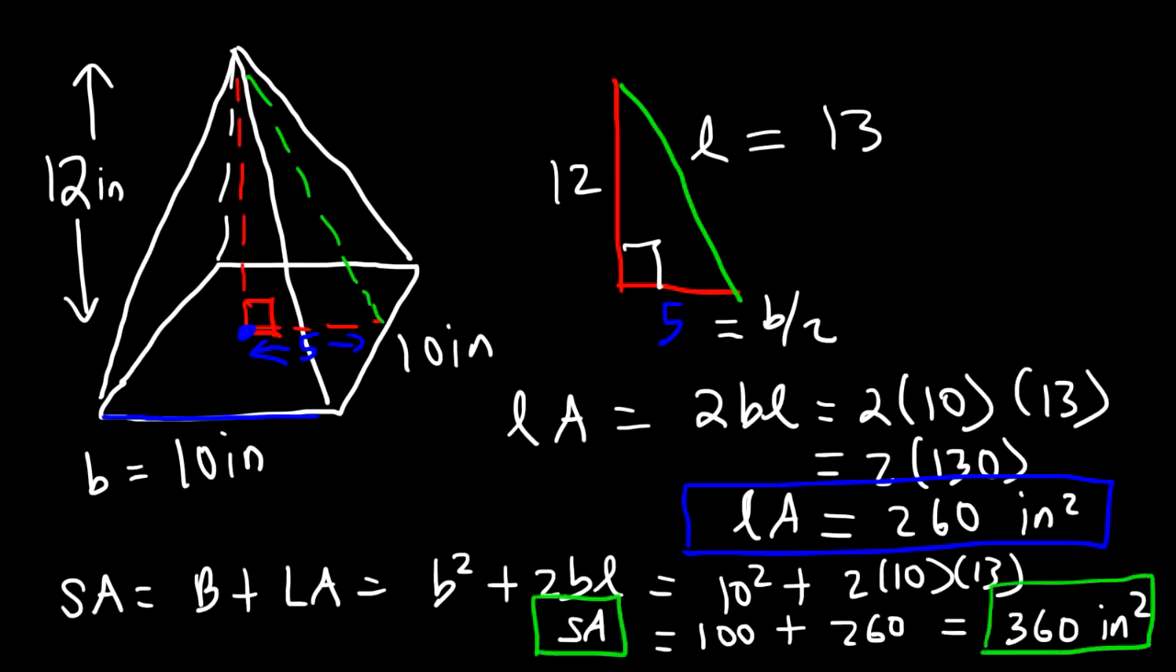So that's the surface area of this figure. So just be careful when you need to calculate the slant height. And as long as you know how to find it, finding the volume, surface area, and lateral area should be a piece of cake. Now let's talk about the triangular pyramid.